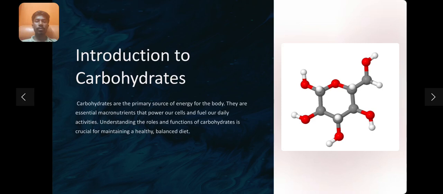Introduction to Carbohydrates. Carbohydrates are the primary source of energy for the body. They are essential nutrients that provide our cells with fuel for our daily activities. Understanding the roles and functions of carbohydrates is crucial for maintaining a healthy and balanced diet.